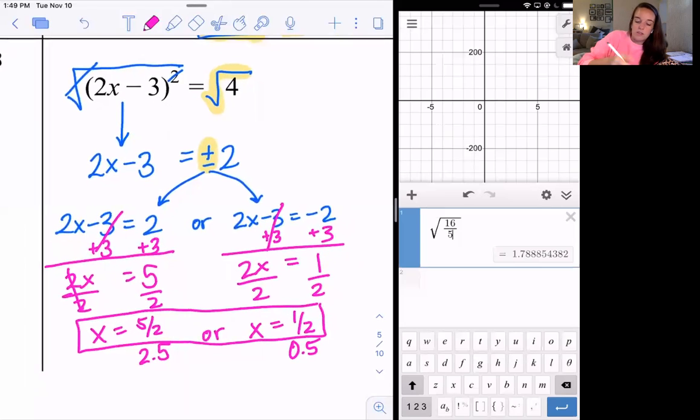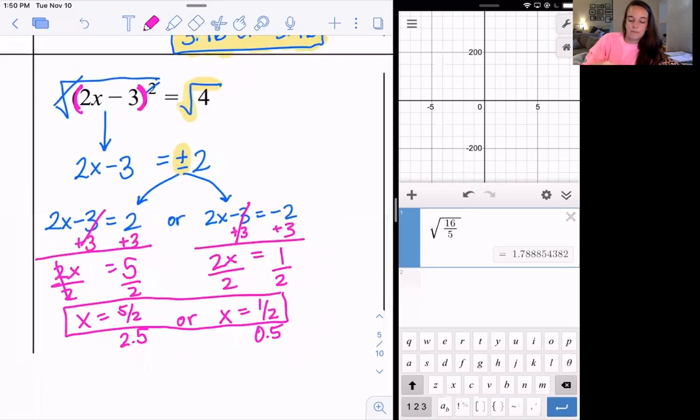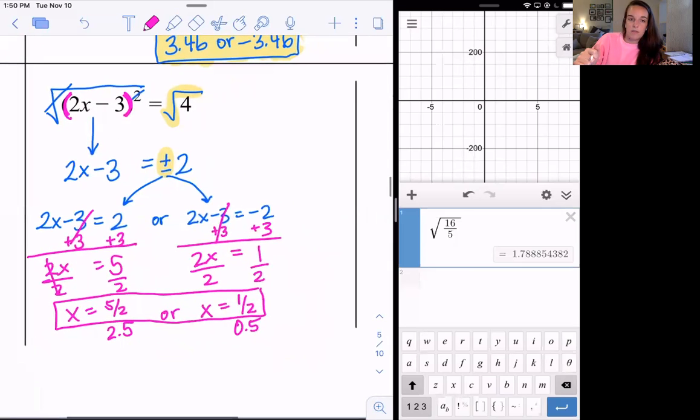So this one is a little different because those parentheses force us, we can't get to the inside until we take the square root. And then once we take the square root, then we have the ability to solve for x. All right, that was our spicy.